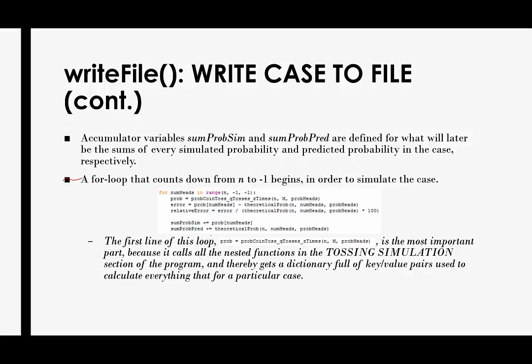And then very importantly right here is that line of code, which I talk about right here. It's the most important line in that for loop because write file still isn't actually simulating the coin tossing just yet. It's just passing more arguments into the part where the actual math, or the actual number generation, is done. So it passes those arguments to prob, coin toss, q tosses, z times in the tossing simulation section of the code.